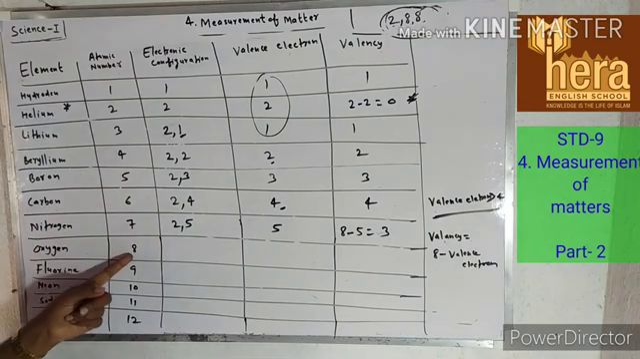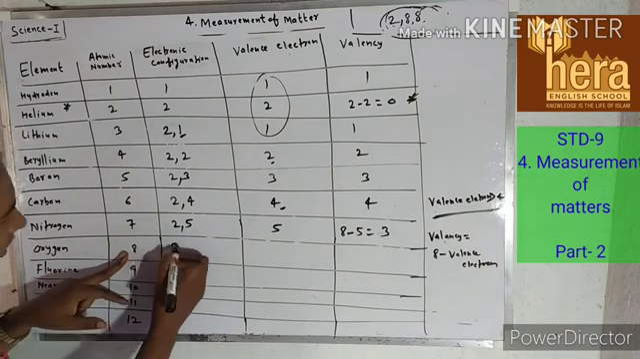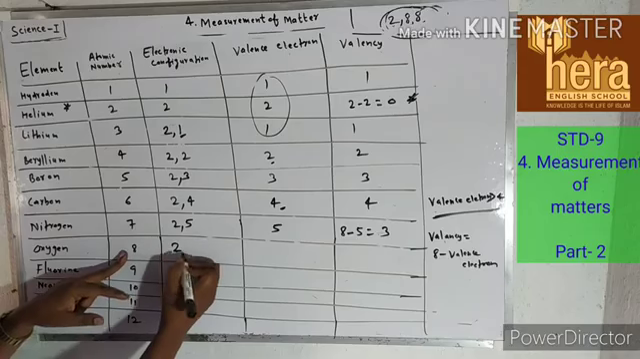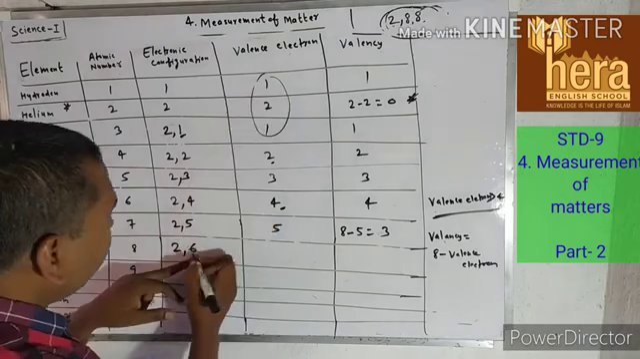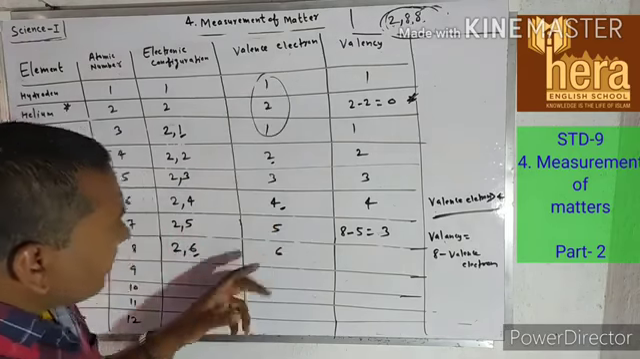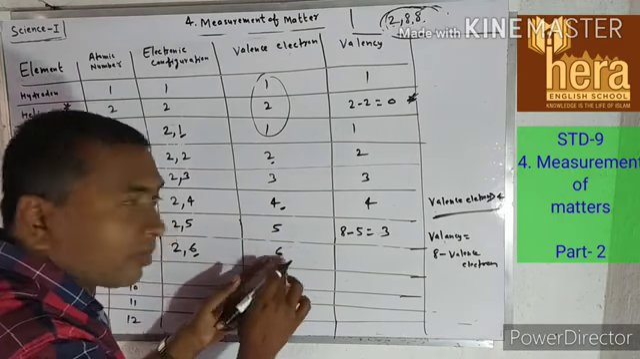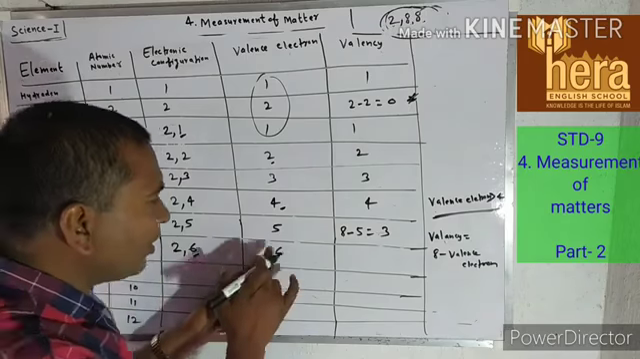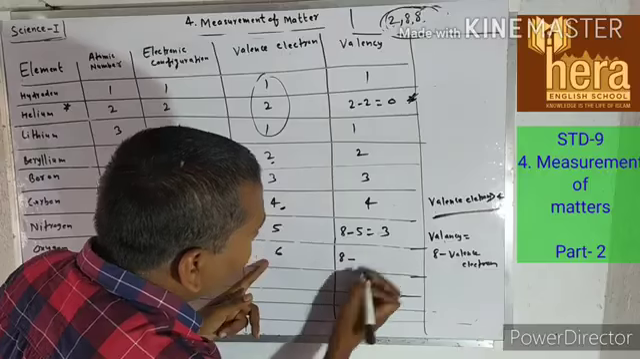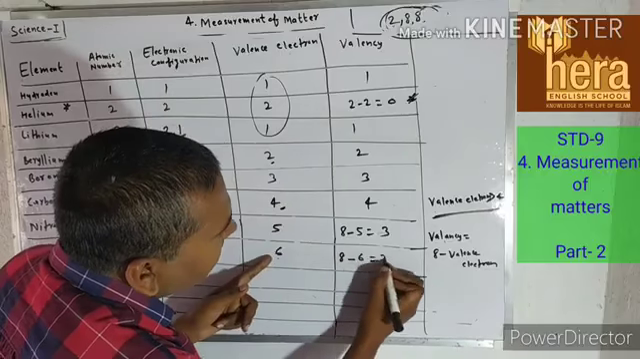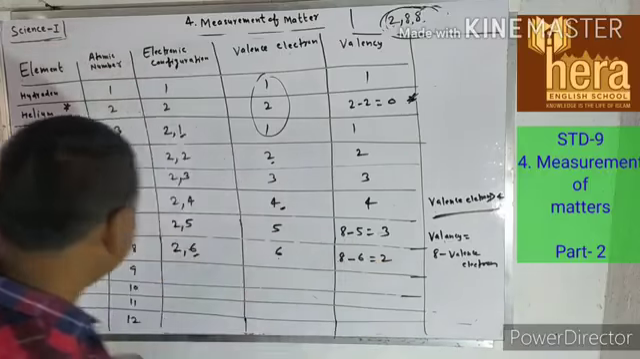Oxygen, atomic number 8, means 8 electrons and 8 protons. It means in the first orbit 2 electrons, in the second orbit 6 electrons. Valence electrons again, how many? 6. Since the valence electron count is more than 4, 6 is more than 4, valency will be 8 minus the valence electron. The valence electron is 6, so valency will be 8 minus 6, that is equal to 2.